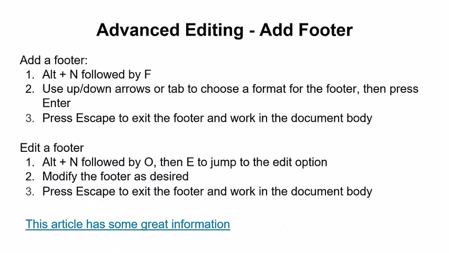Adding a footer. A footer is the same concept as a header, but as you can imagine, it's along the bottom of the document rather than the top. To add a footer, press Alt plus N followed by the letter F. Use your up and down arrows or Tab, whichever you would like, to choose a format for the footer that you would like to add and press Enter. Once that's done, the footer will be inserted into the document and you can make edits as desired. When finished, press Escape to exit the footer and work in the document body again.